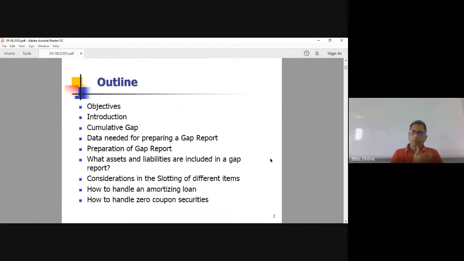From our objectives and overall perspective, we are looking at gap analysis. We are looking at how the reports are looked at from a gap perspective, and what needs to go into those reports, and what you need to consider when you are slotting different items into your report, and how to handle common loan structures, or loan or investment products, or different products that you'll get in the bank, like amortizing loans and bonds with zero coupons, etc.